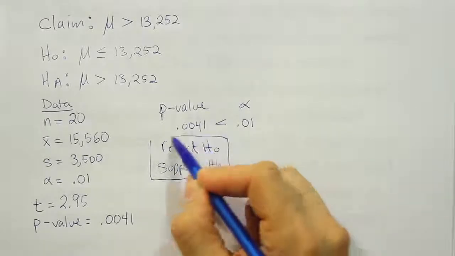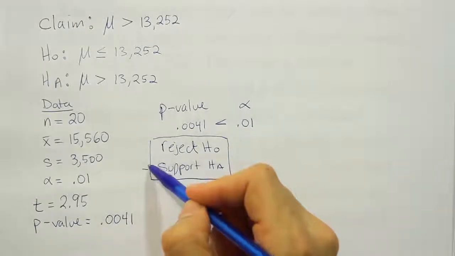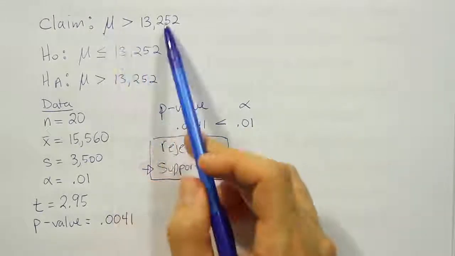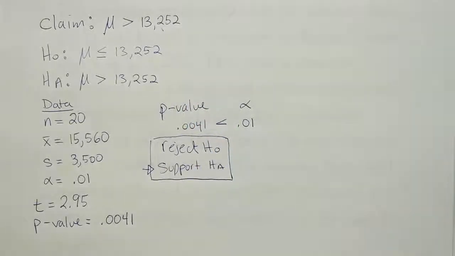And then finally, how that affects the claim is, of course, that we're saying we support HA. And since the claim is the same as HA, we're saying we support the claim. So essentially, we're saying that it is true that the mean price at two-year colleges has increased over the past 5 years.